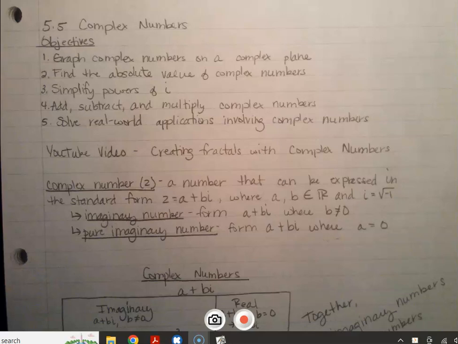All right, today for Algebra 2, we have complex numbers, section 5.5.